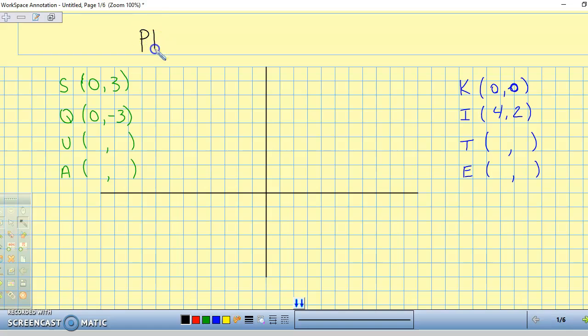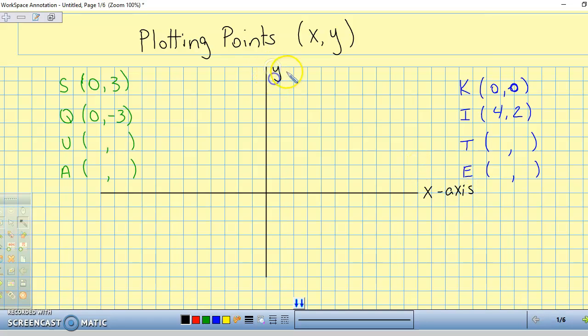So again, we're just going to be plotting points. Remember, a point is in the form of (x, y). The coordinate plane here has an x-axis. These are just reminders. And then you also have the y-axis. That splits our coordinate plane into 4 quadrants: Quadrant 1, 2, 3, and then 4. Okay, so let's just review plotting points.